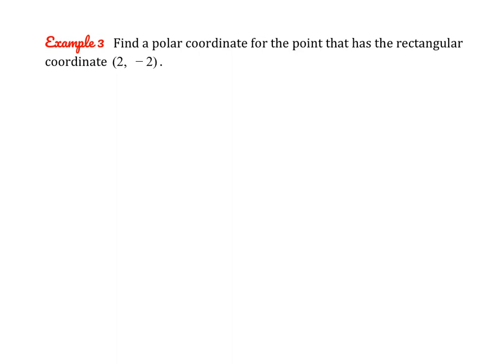Okay, so now we're going to work on converting between polar and rectangular coordinates. We're going to learn how to go from one to the other in both directions. So here we're going to start by finding the polar coordinate for the point that has the rectangular coordinate 2, negative 2. For these, it's really helpful to sketch a picture. So we know that 2, negative 2 is somewhere down here.